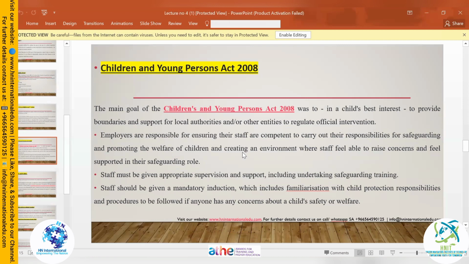The staff looking after those children and young persons, either with disabilities or without, must be given appropriate supervision and support, including undertaking safeguarding training. It basically works on respect and the safety of children and young persons. So no child should be made to work, and no young person should face sexual abuse or domestic violence and all those things.